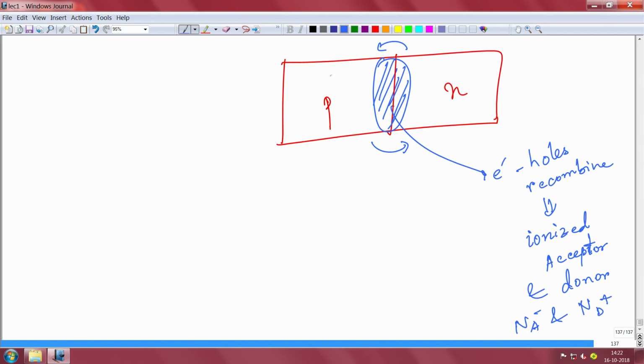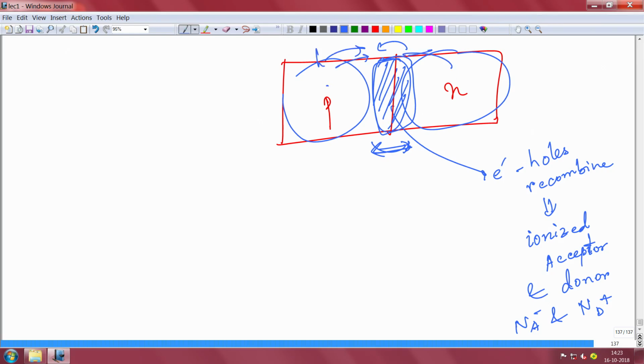They have not vanished from everywhere, they only have vanished near the junction. How near the junction? We'll come to that. What is the extent around this? Is it like nanometers on both sides? Is it like hundreds of nanometers on both sides? We'll come to that. Now you might say that holes will still try to keep coming to the other side from here.